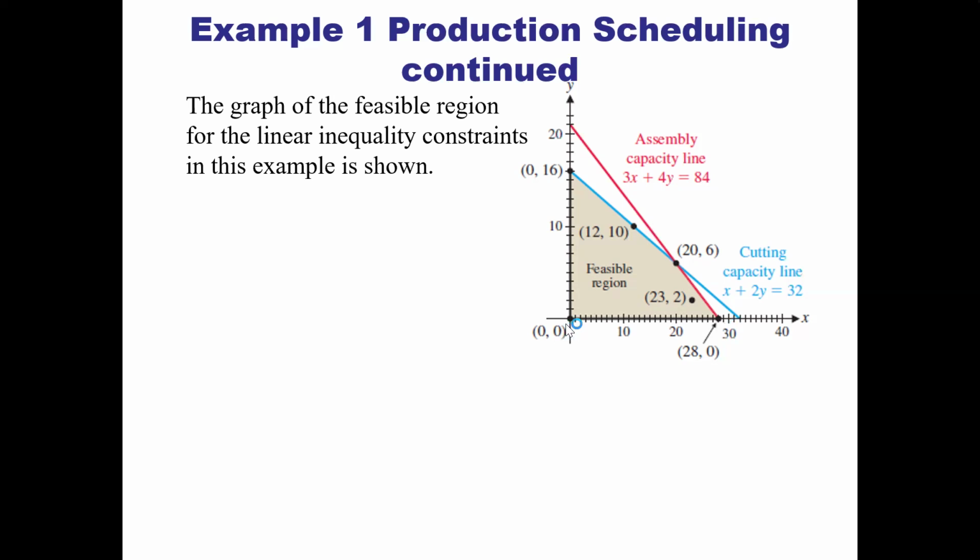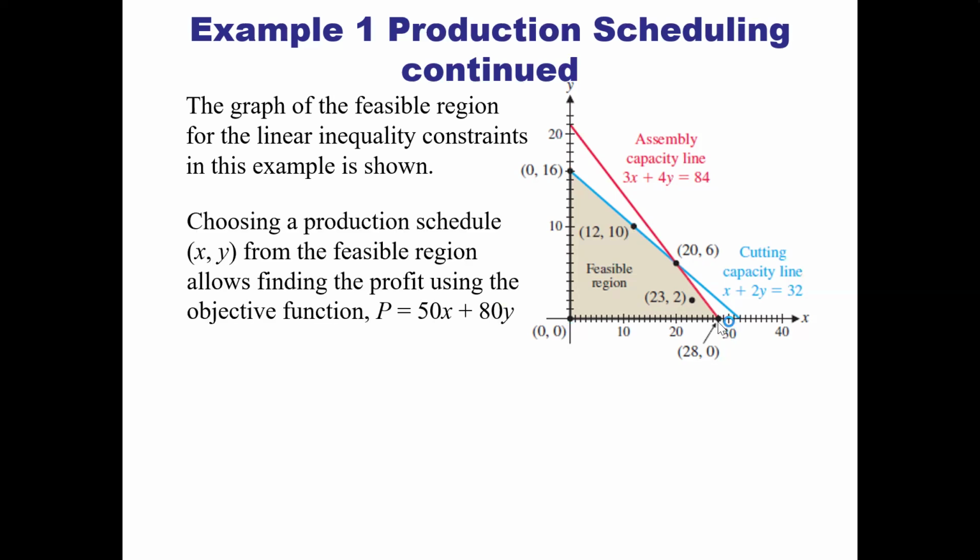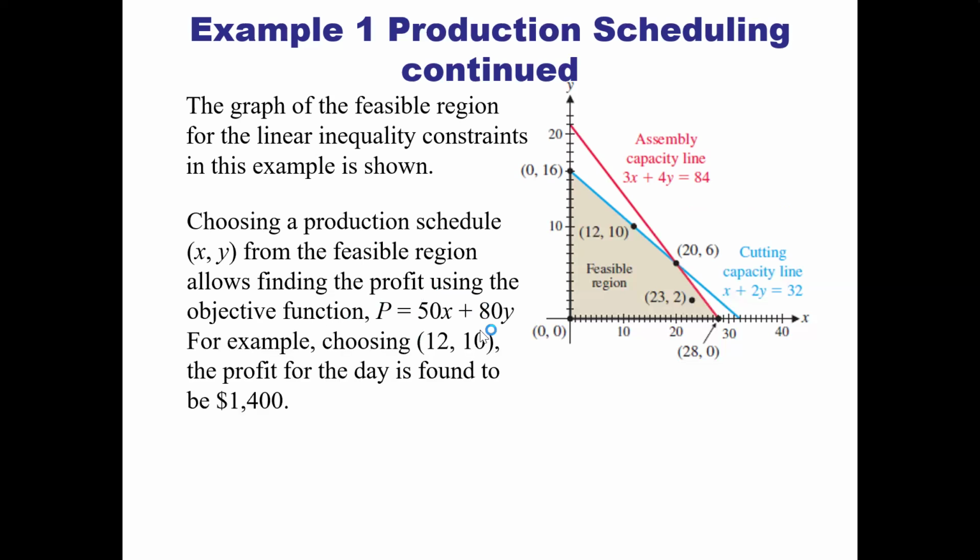Okay. Now those corner points are kind of given to you: 0, 16; 12, 10; 20, 6; and this is 28, 0. And so those are kind of the key points. And so what we're going to do is choose a production schedule from the feasible region that allows finding the profit using our objective function that we found. And so we're going to plug in each of these points that are on the feasible region area. And so if we chose 12, 10, we're going to make a profit of 1400.